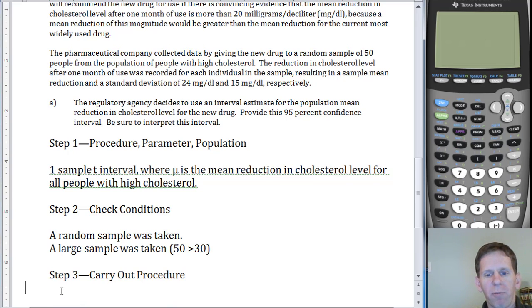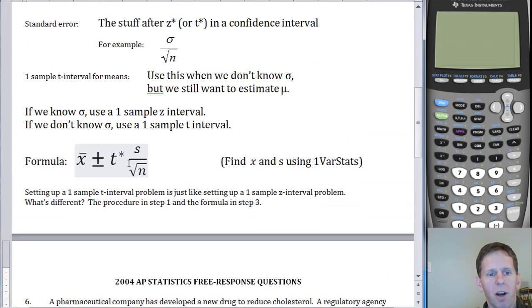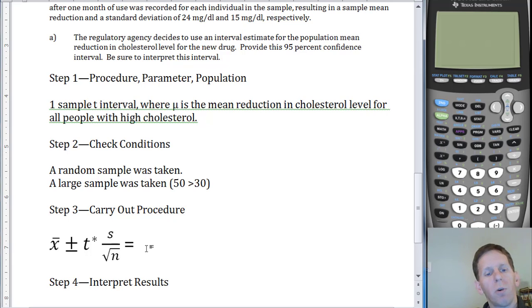So we have our formula from the front side. We're going to use that formula here, x bar plus or minus t star times s over the square root of n. You don't have to rewrite the formula with symbols. If you immediately just want to substitute the numbers in, that's fine. Let's start with x bar first, our sample mean. It says sample mean reduction of 24 milligrams per deciliter. That's your x bar. Then we're going to have plus or minus.